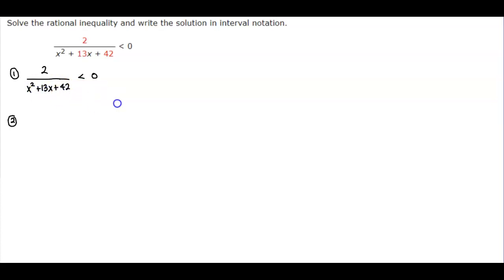So we're going to write 2 over the factored form of this. So if we want to factor this, we have 42 here and then 13. So what two numbers can we multiply to get 42, then when we add them together, it's going to give us 13? That's 6 and 7. So this becomes 2 over x plus 6 times x plus 7, and therefore that's less than 0. And now we need to find the critical points.